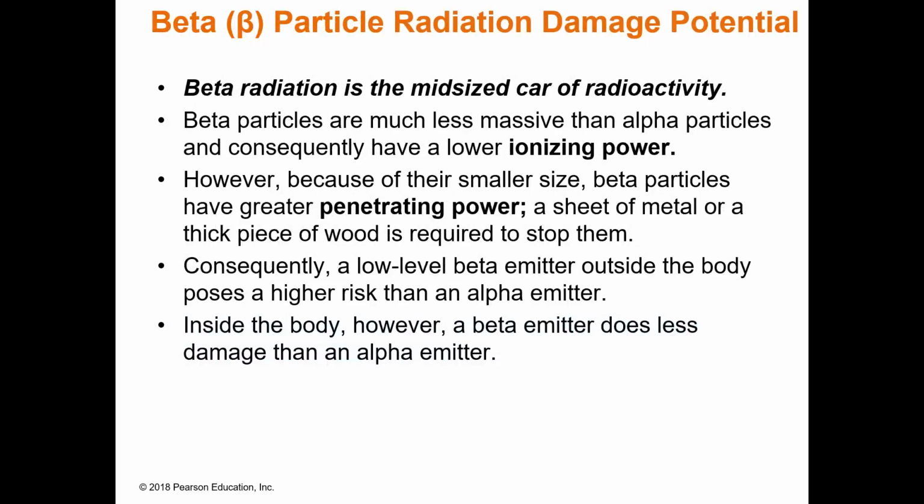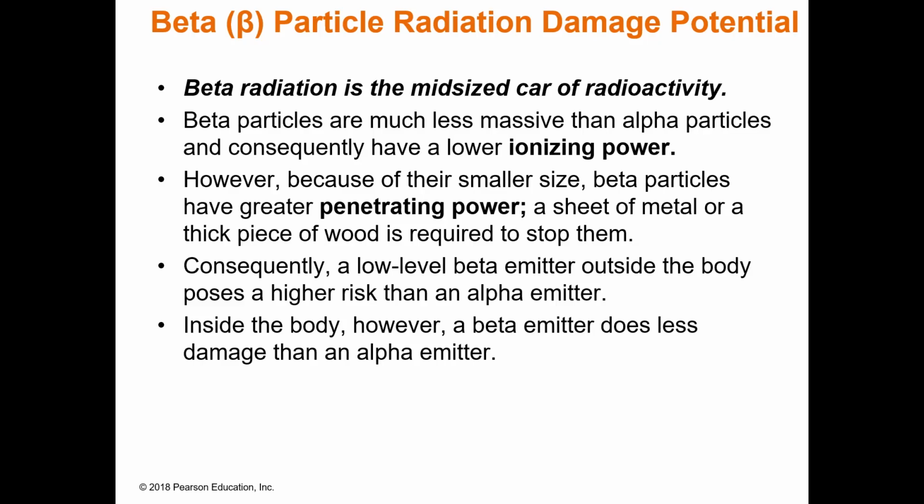So how dangerous are beta particles? If alpha particles are like semi-trucks, then beta particles are more like compact cars, smaller, faster, and able to maneuver into tighter spaces. Beta particles don't cause as much ionization as alpha particles, but they can penetrate deeper into tissue. That makes them more dangerous when they're outside the body compared to alpha particles.